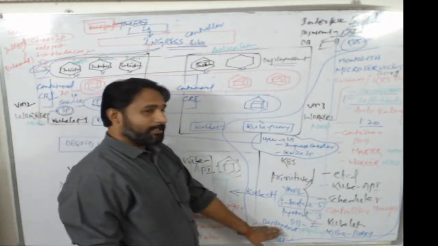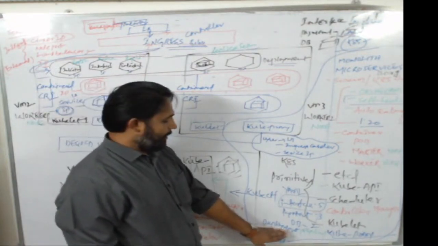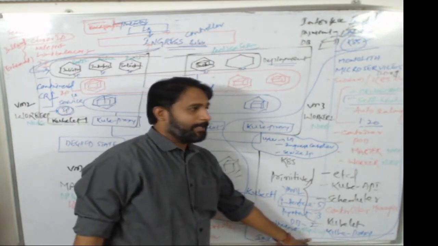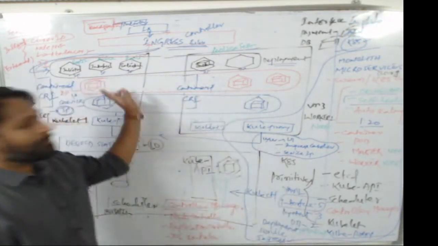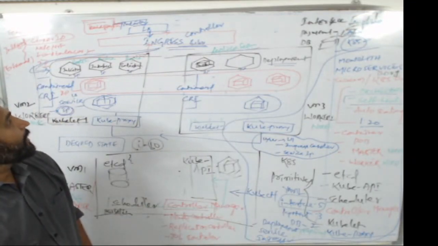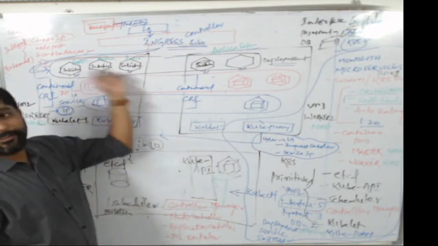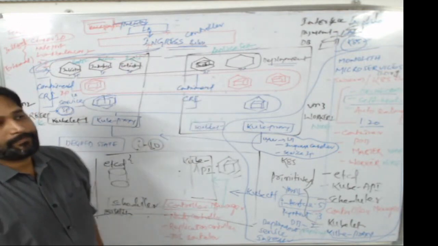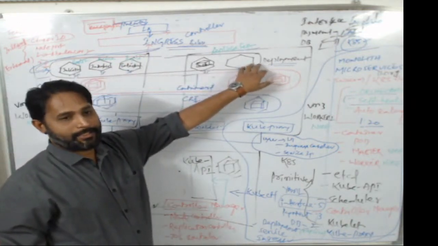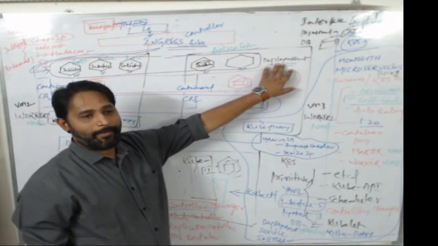So the group of pods is called a deployment, and the deployment has a replica set. The replica set, as the name itself says, is a set of replicas. A replica is a copy. So all these are the same. You have 5 replicas in this replica set, which represents a deployment.